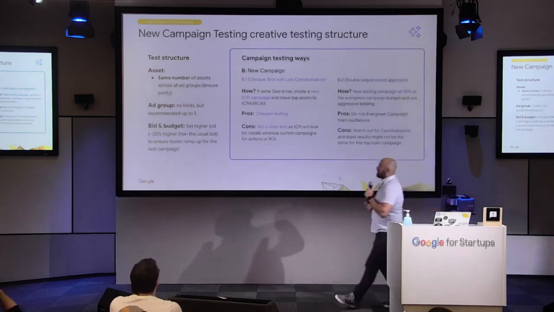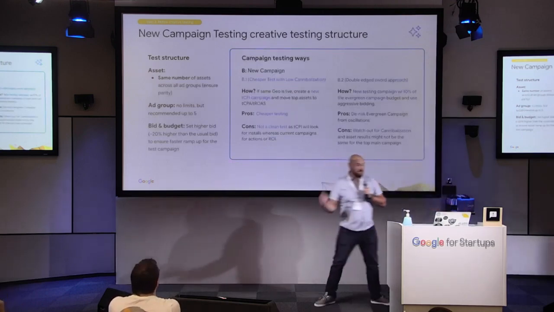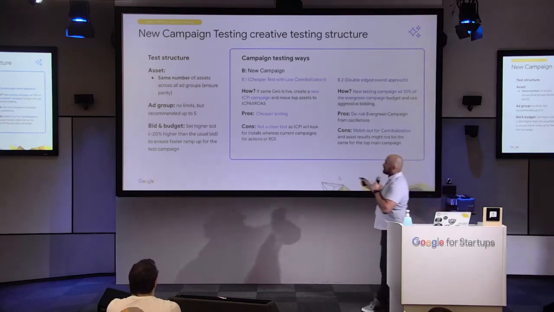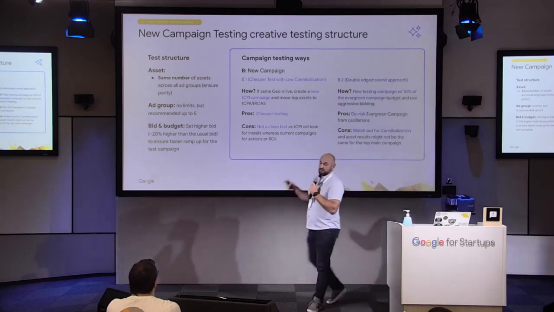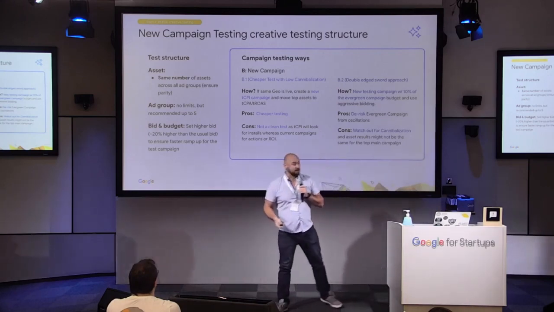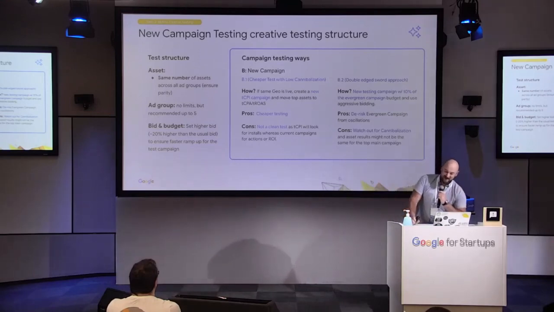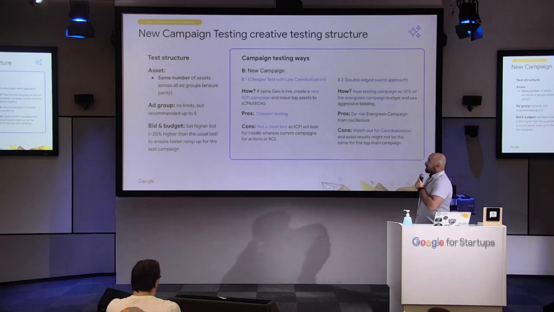The second one is new campaign testing. Basically, the test structure usually is exactly the same. Same number of assets across all ad groups. But this kind of approach has two ways of doing it. So there's the new campaign, and we call it the double-edged sword approach. I did not come up with a name, but hey, we'll figure out the details here. But basically, the difference is here.